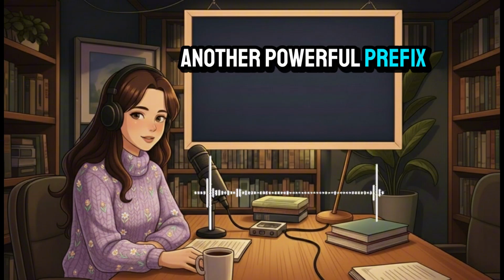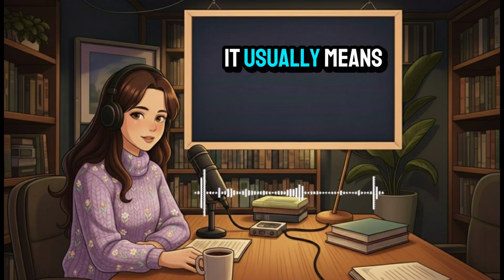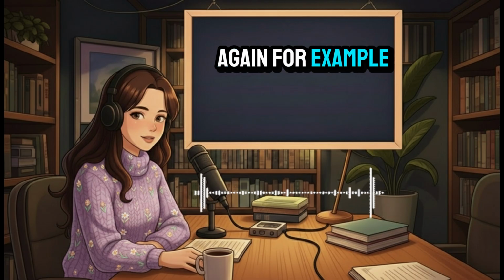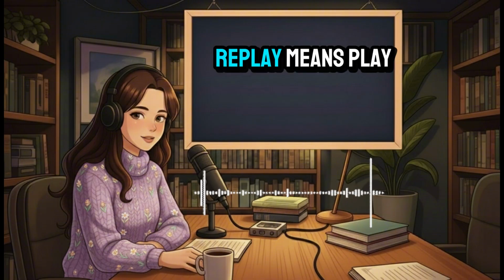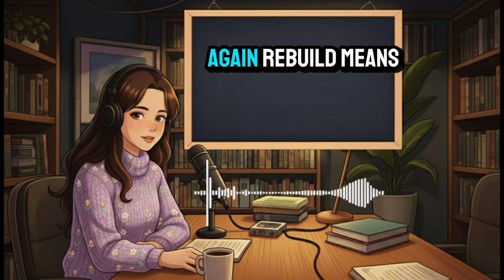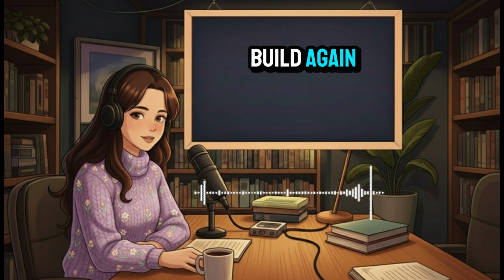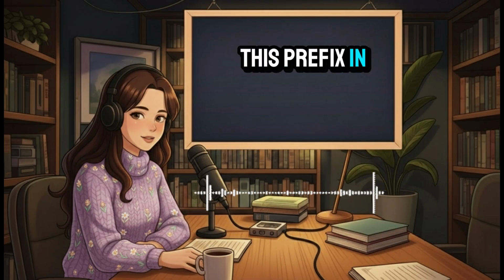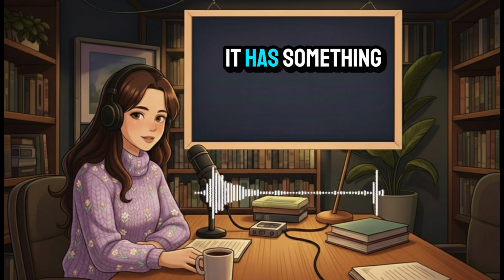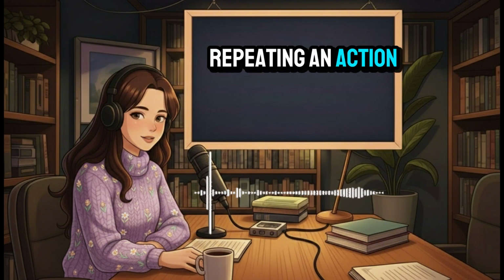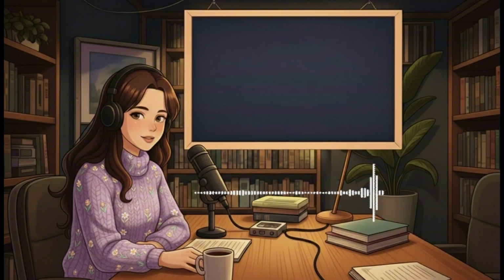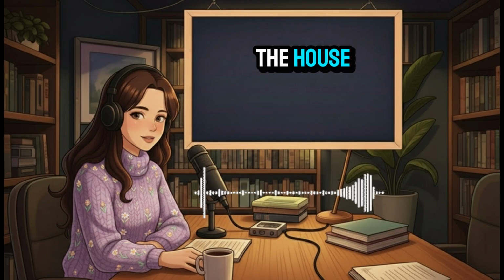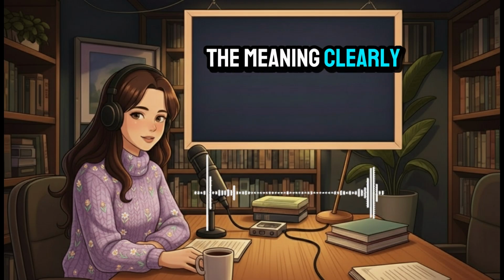Another powerful prefix is re. It usually means again. For example, rewrite means write again. Replay means play again. Rebuild means build again. When you see this prefix in a new word, you can guess it has something to do with repeating an action. Let's shadow these sentences. I need to rewrite my notes. We watched the replay of the match. They will rebuild the house. Each one shows the meaning clearly.